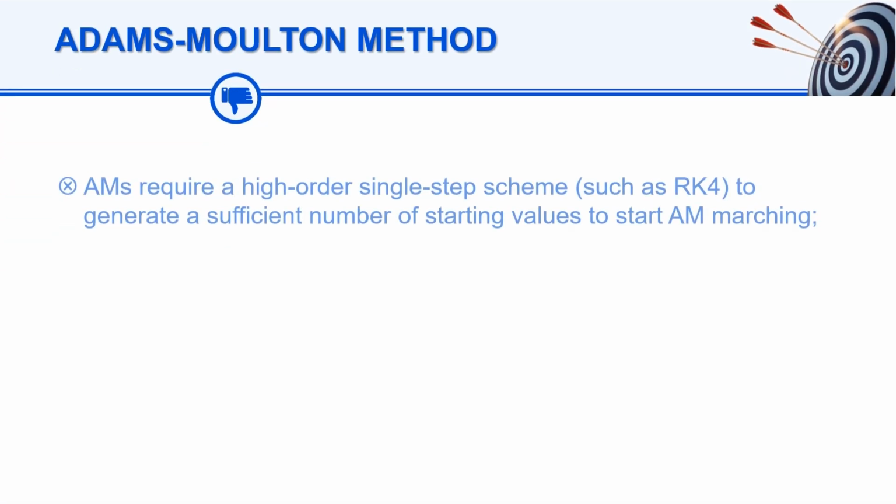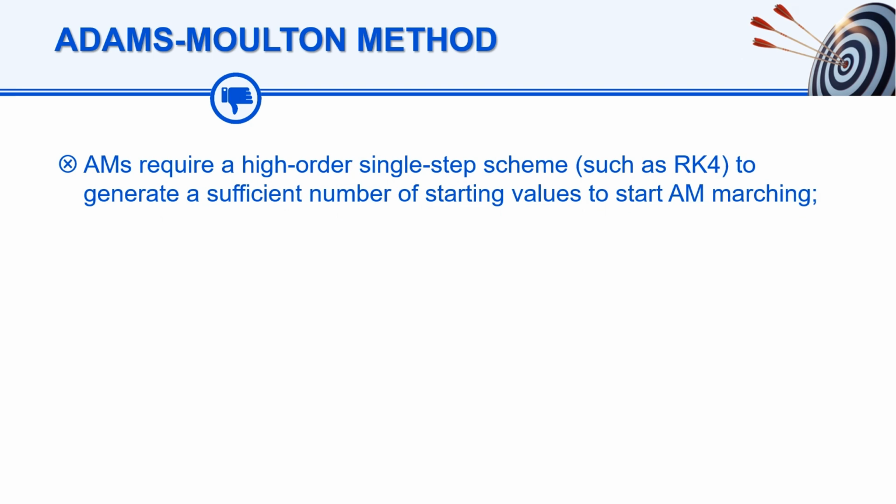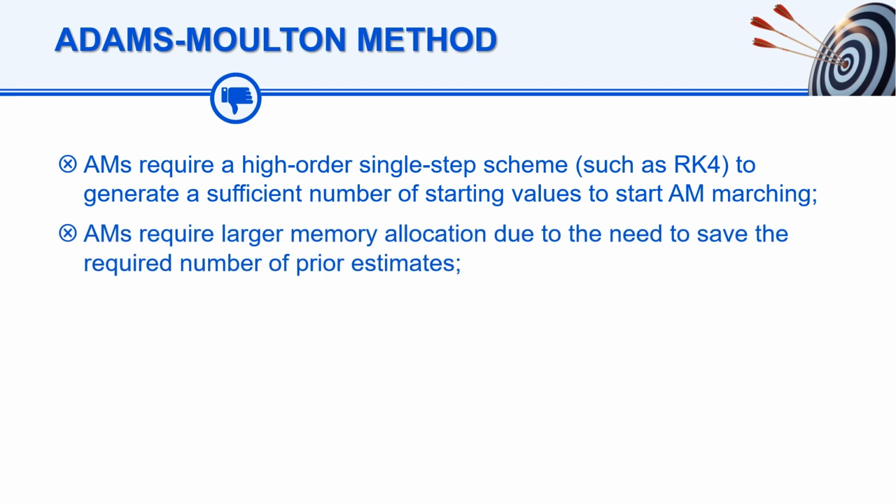The disadvantages of the Adams-Moulton method are: Adams-Moultons require a high-order single-step scheme, such as RK4, to generate a sufficient number of starting values to start Adams-Moulton marching. Adams-Moultons require larger memory allocation due to the need to save the required number of prior estimates.